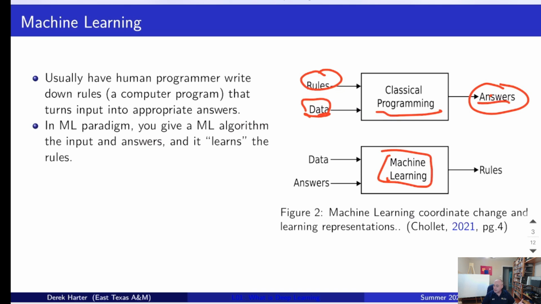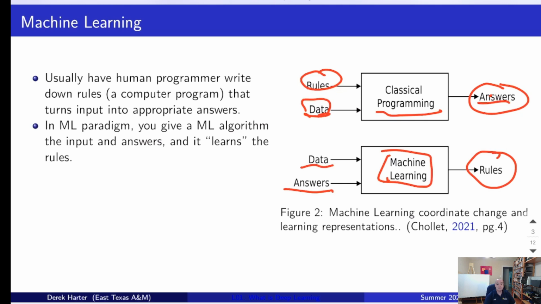So the learning in machine learning is that we're going to give the machine the data and we're going to give it the correct answers. This is a type of supervised learning. And we want the machine learning algorithm to come up with the rules that will transform the data into the correct answers, like we had before. Okay, so the machine learns the rules for us instead of us explicitly programming the rules.